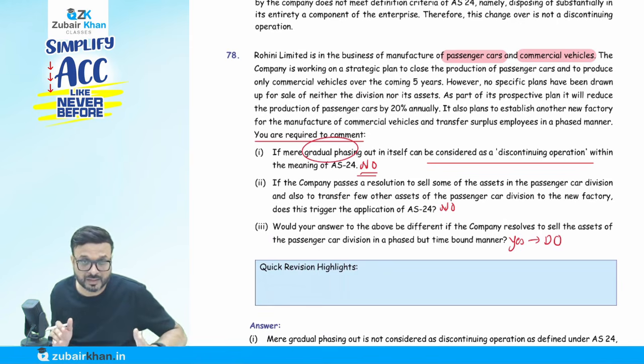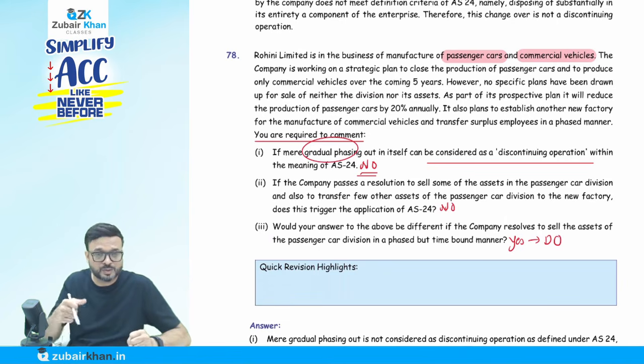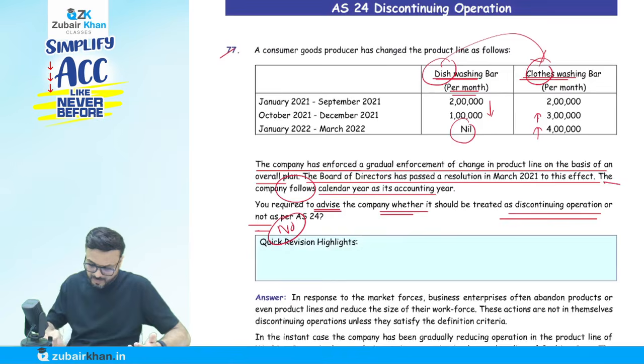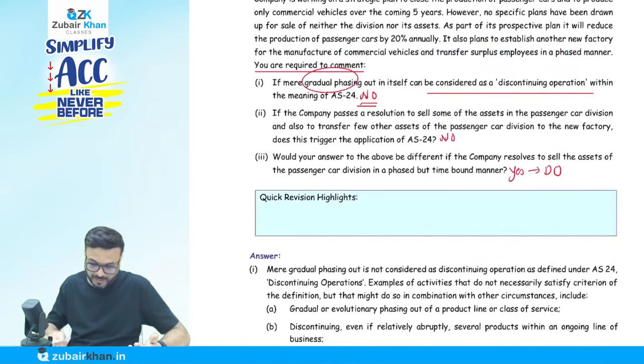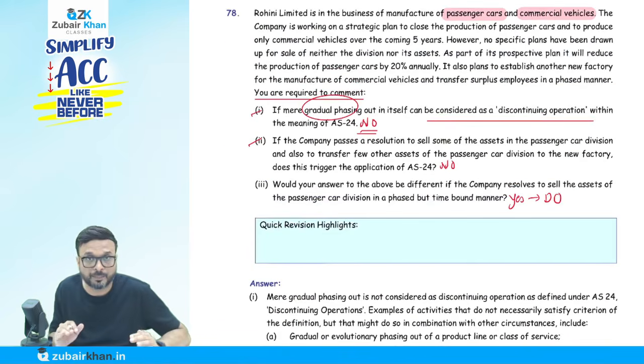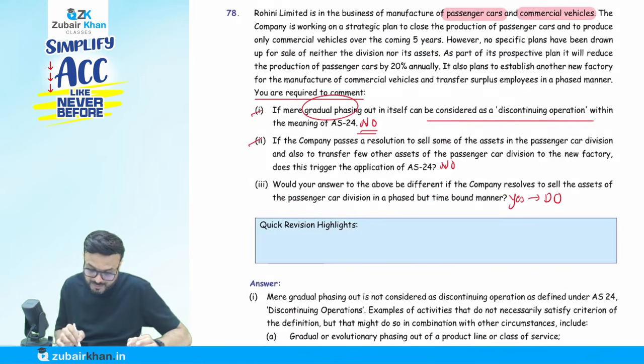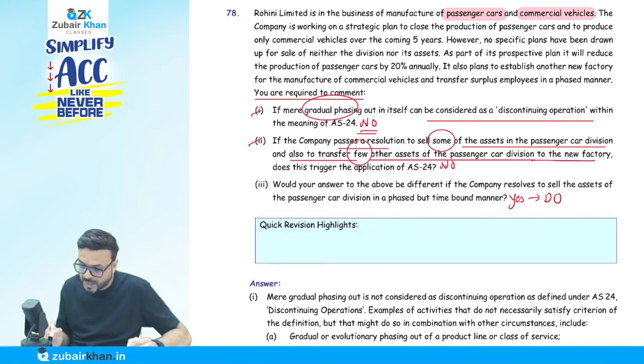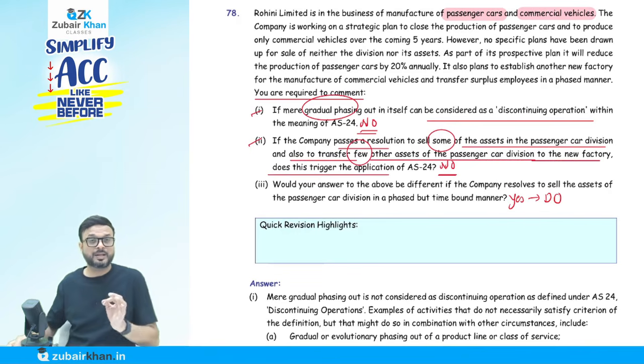Gradual phasing is like going from the kick start to the self start. We discussed in the previous question 77 the move from the dishwashing bar to the cloth washing bar. This is not a discontinuing operation. If the company passes a resolution to sell some assets in the passenger car division and transfer a few other assets to the new factory, does this trigger the application of AS 20? The answer is no. They should make a detailed plan.